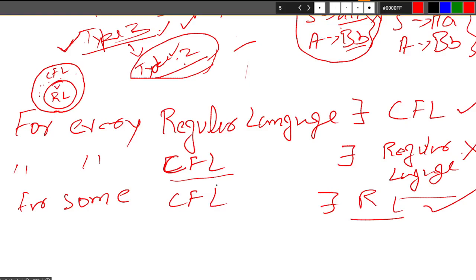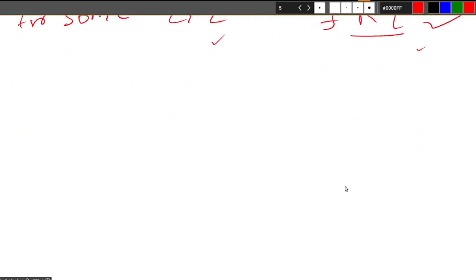So similar is the story of grammars: for some context free grammars, regular grammars can be possible. For every regular grammar, context free grammars are possible, but not for all context free grammars would regular grammars be possible. So let us take a few more examples, and then we can move further.